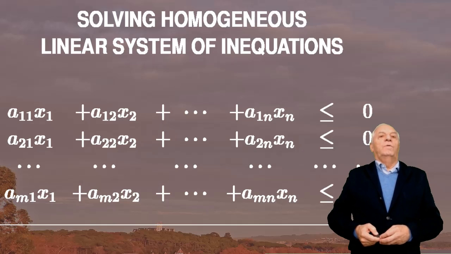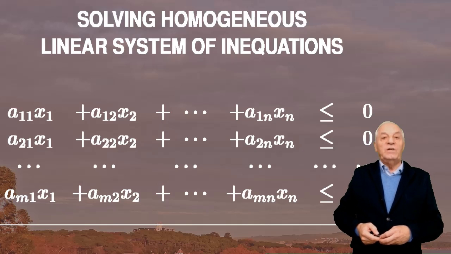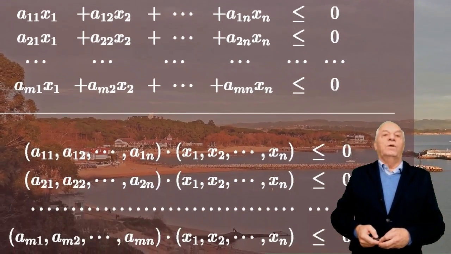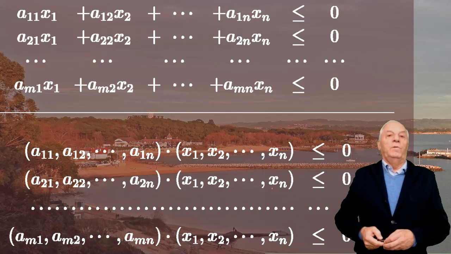However, to discover the structure of the set of all solutions of a homogeneous linear system of inequations, we need to write the system in a different way that allows us to discover this structure. I usually say that for this to be possible, we must put on different glasses. That is, the system must be seen from a different point of view.